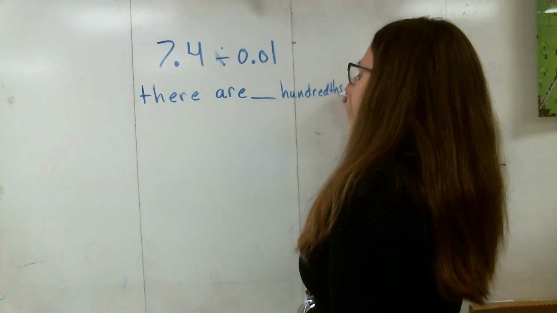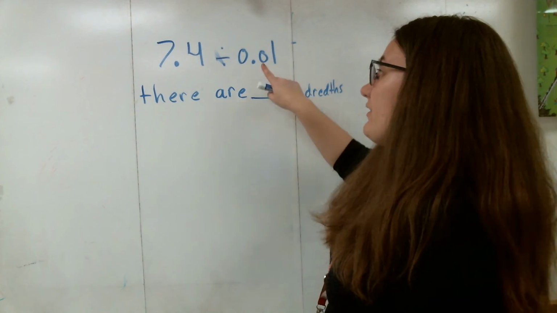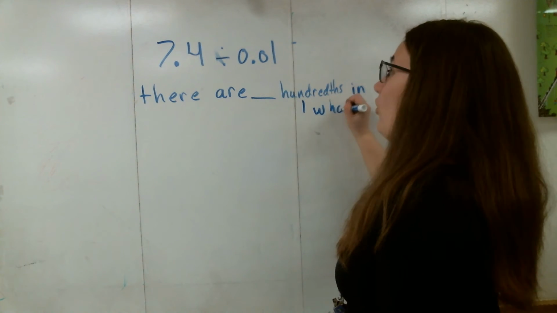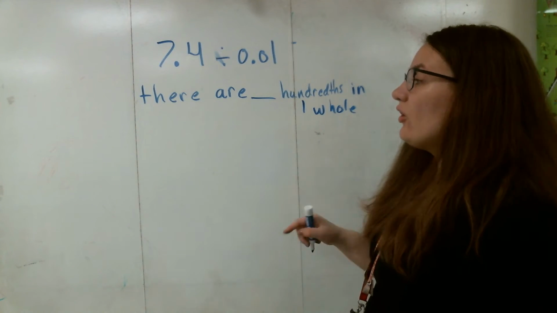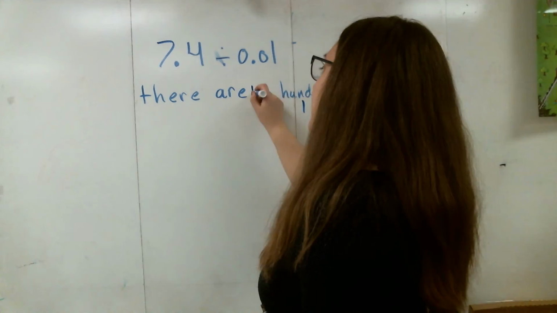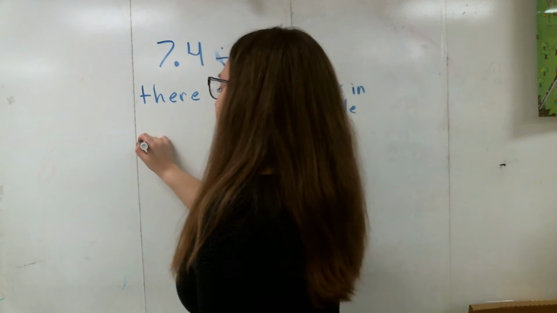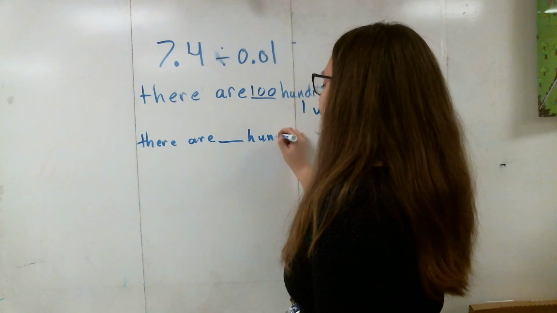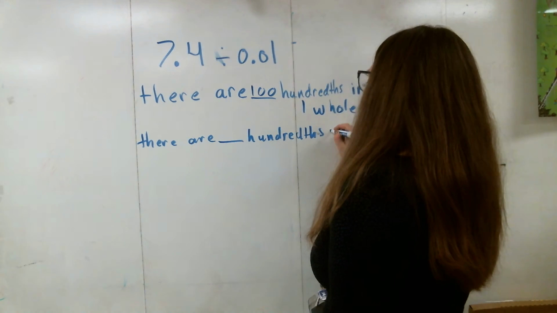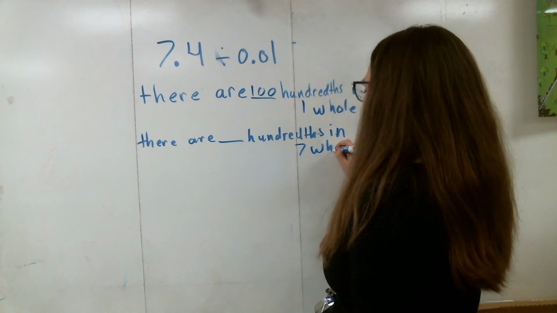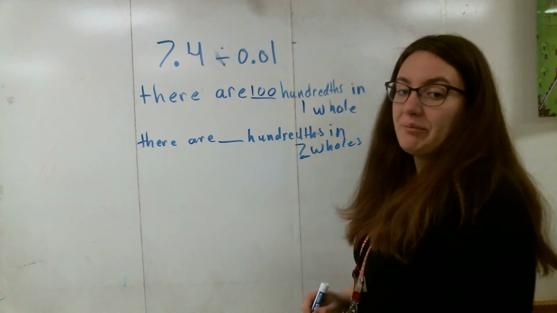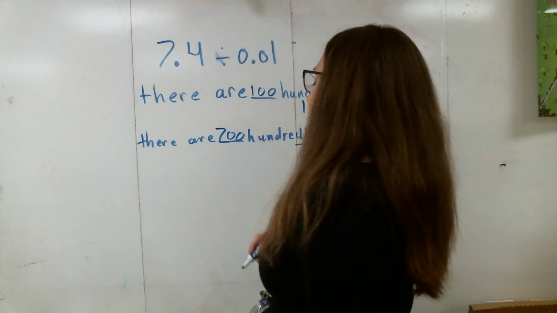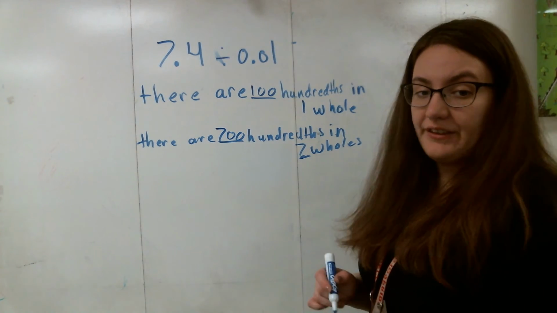hundredths. And the reason I'm finding how many hundredths there are is because I'm dividing by hundredths. So there are blank hundredths in one whole. So that means that in one whole, how many hundredths do I have? Well, I have 100 hundredths. So then there are blank hundredths in 7 wholes. So if I have 7 wholes now, then I'm basically just multiplying this number by this one right here, and that gives me 700. So I do 7 times 100, which gives me 700 hundredths.